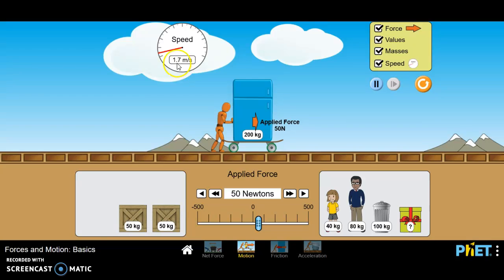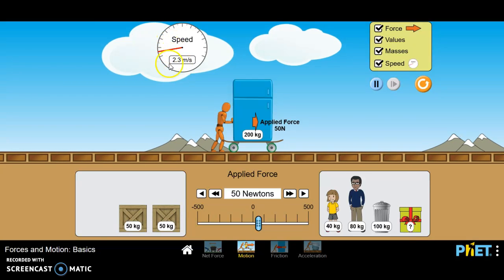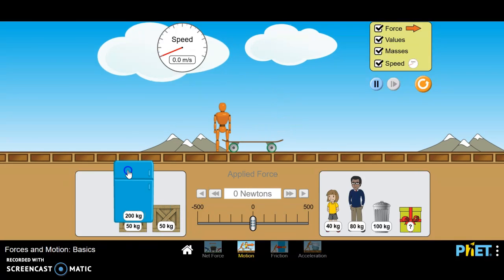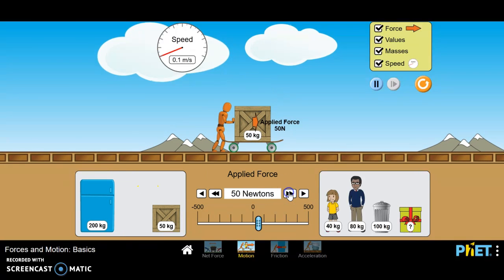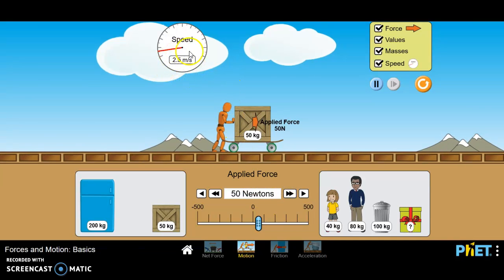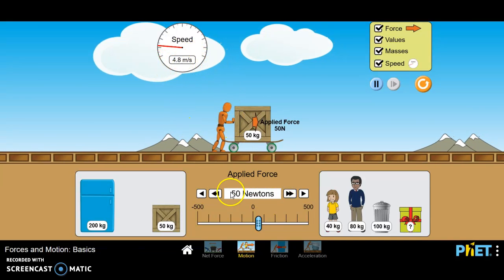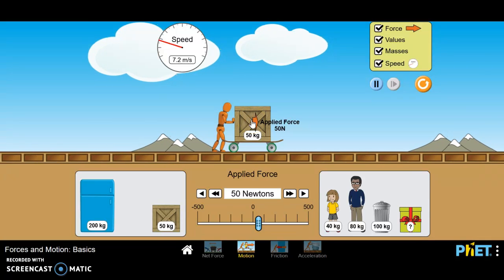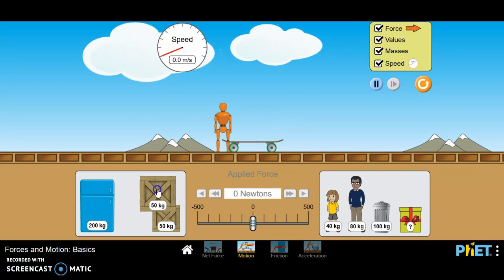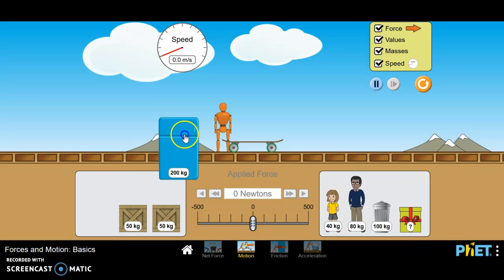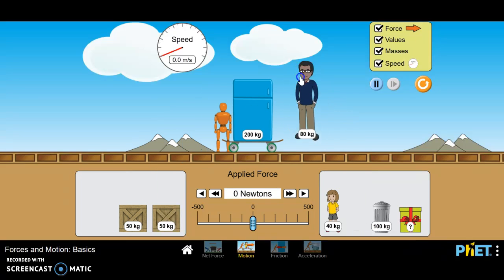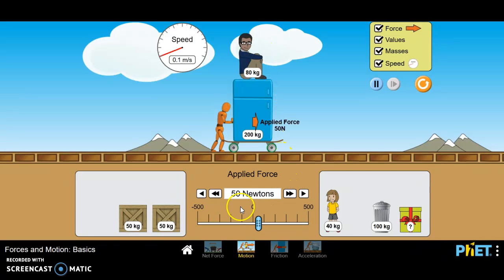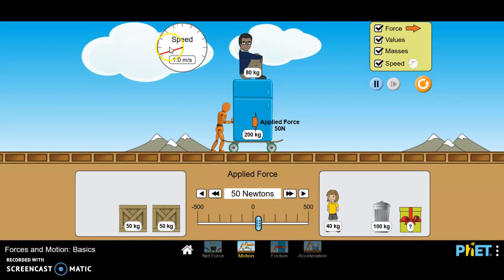In my view, the speed is going up at a much slower rate than when we had the box on. We can check this right now. With this box on, add the 50 newtons, look, speed is increasing much quicker. What does that tell us? That tells us the more mass we put on, if we keep the same amount of force, then the speed increases at a slower rate.